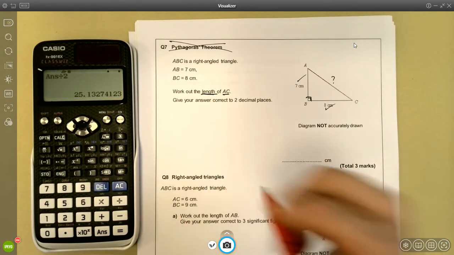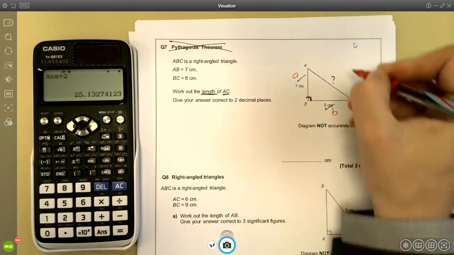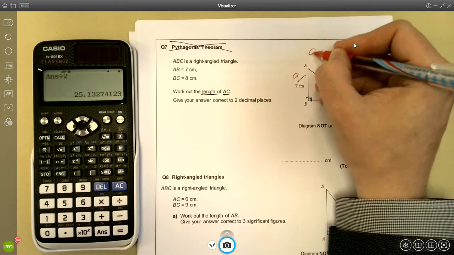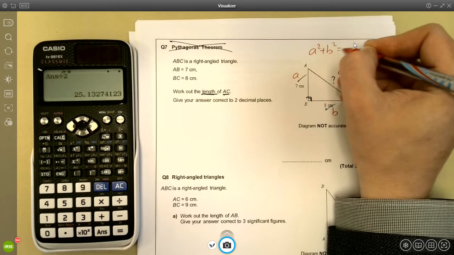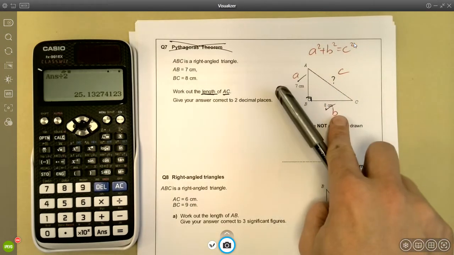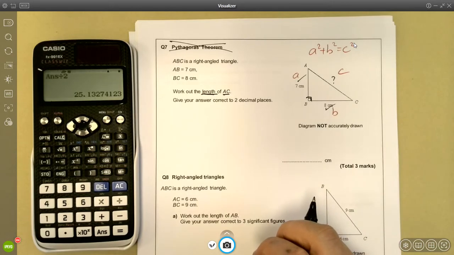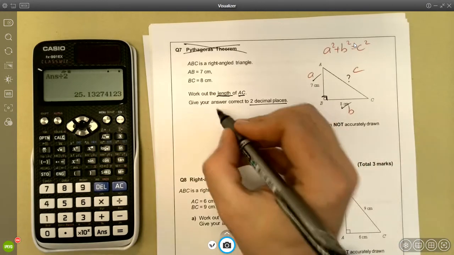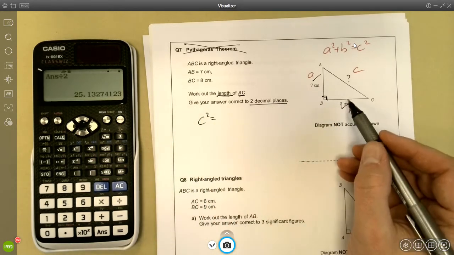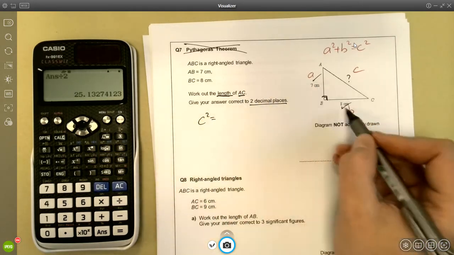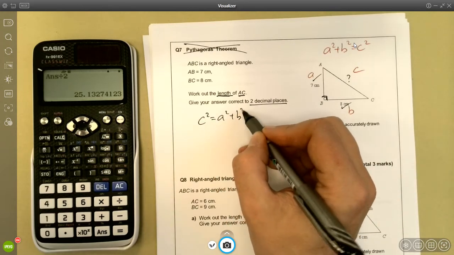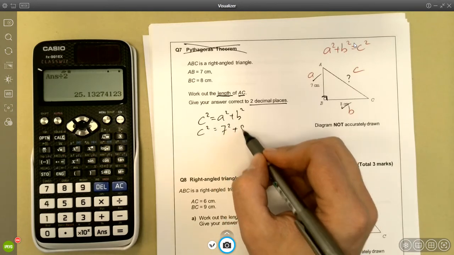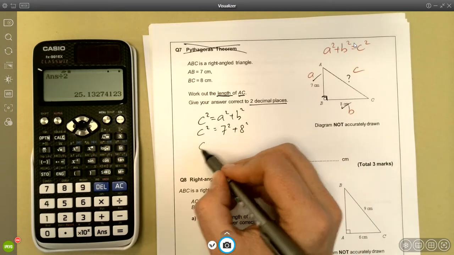So we're going to label this up. The short sides are A and B. The longest side, the hypotenuse, is C. Pythagoras theorem is A squared plus B squared is C squared. So we've got to square these sides, add them and square root them to find that out. And we've got to give our answer to 2 decimal places. So C squared must be whatever A is squared plus whatever B is squared. So we've got 7 squared plus 8 squared.